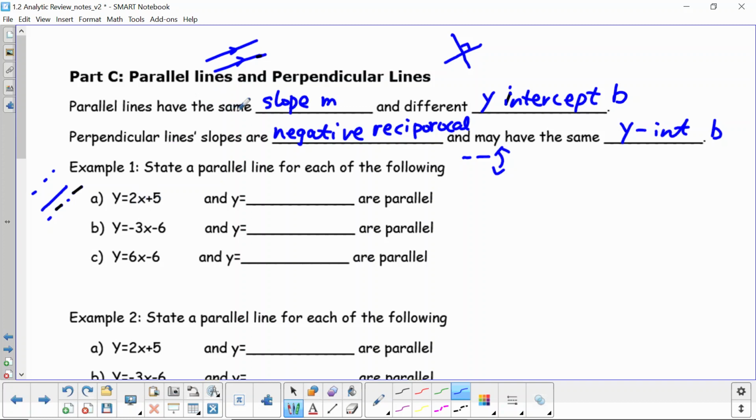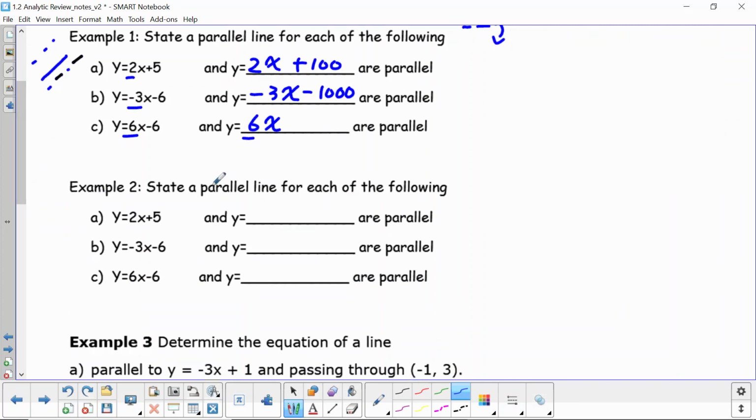So parallel lines, they have the same m but different b. So we just write y equals 2x and b could be different, maybe 100. And this one, slope need to be same. Then for the y-intercept could be any numbers. And this one equals 6x, then we may not bother to write any b value there. B could be 0. They are not going to be same, then they are parallel as long as the slopes are same.